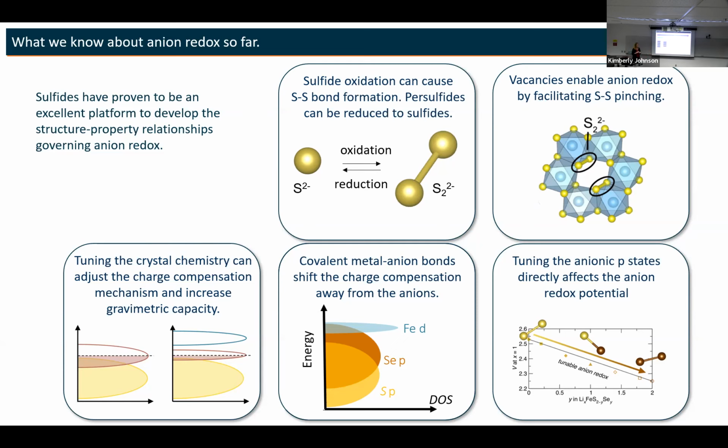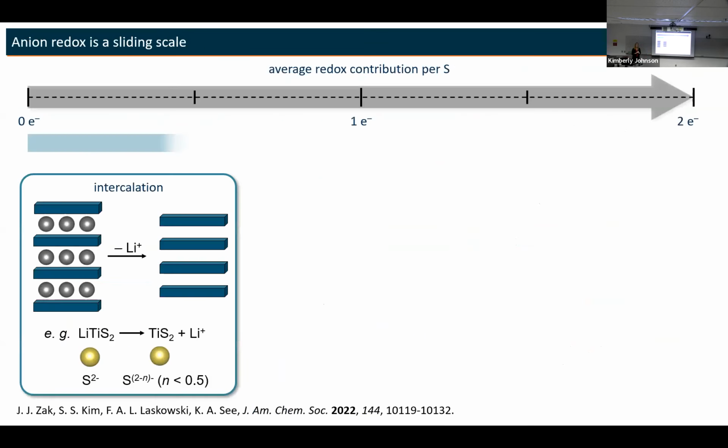Okay, so where does this sit in the whole slew of battery chemistry? And how do we think about this if we take a step back from other materials that have been developed? So on the top here, I have the average redox contribution per sulfur. So over here, this would be no anion redox. And over here, this would be 2 electrons per sulfur, which would be a lot of electrons on sulfur.